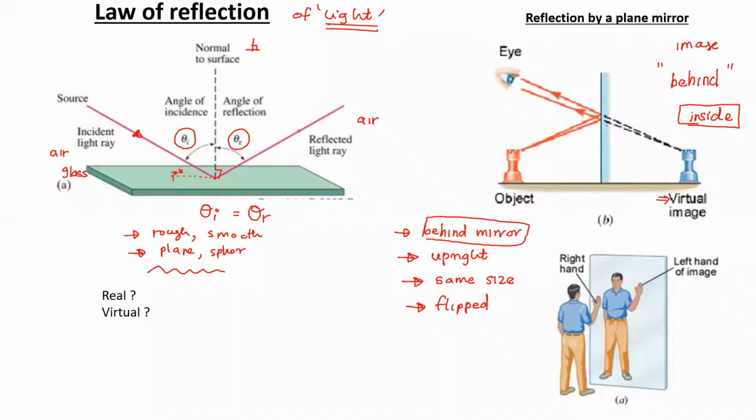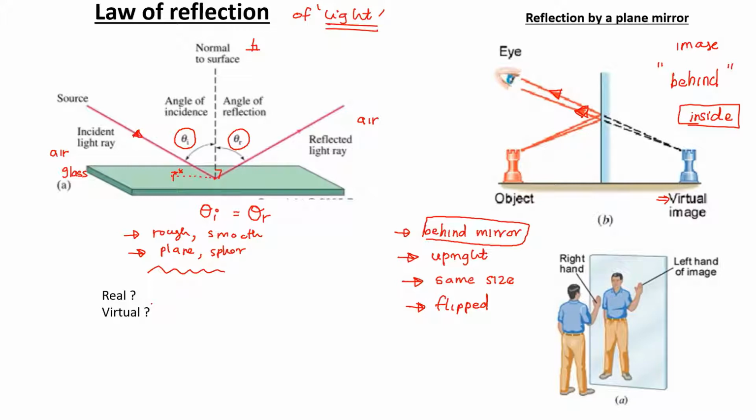But we know that light rays cannot go inside the mirror. So what we really see is something not real. These light rays which are coming towards our eye from this object look like they are coming from the image, but they are not really coming from it. It looks like it's coming from it.